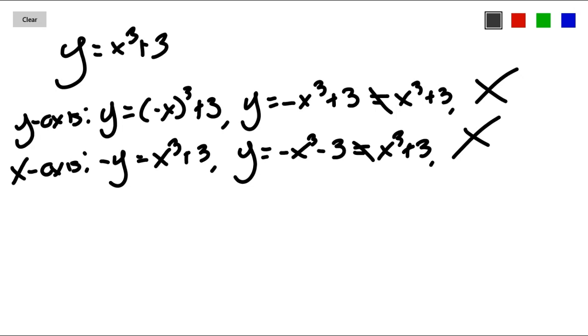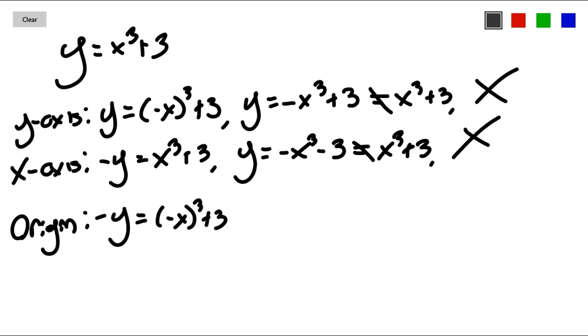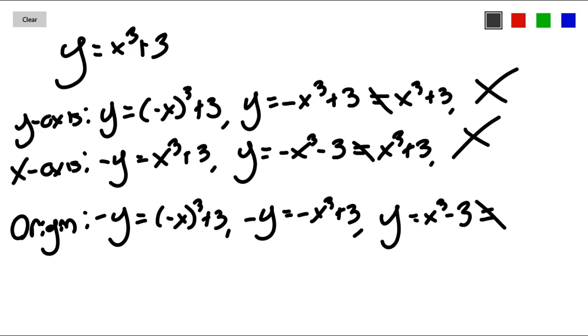To test for symmetry about the origin, I set both x and y to be negative. So I have negative y is equal to negative x cubed plus 3. And then when I solve for y, I have y is equal to x cubed minus 3, which again is not the same as our original function. So this particular equation has no symmetry.